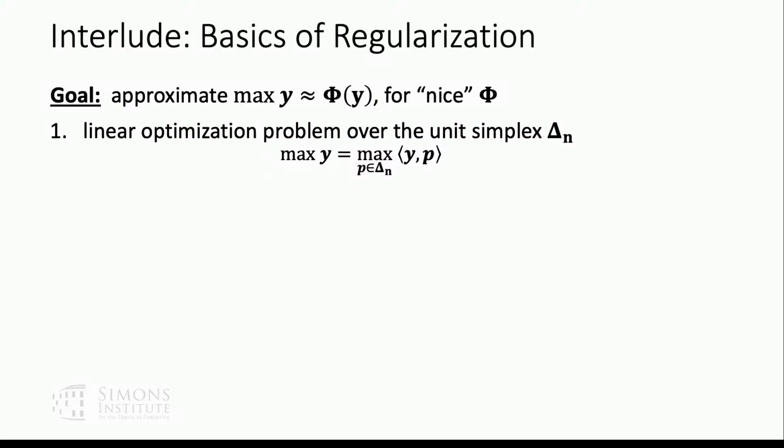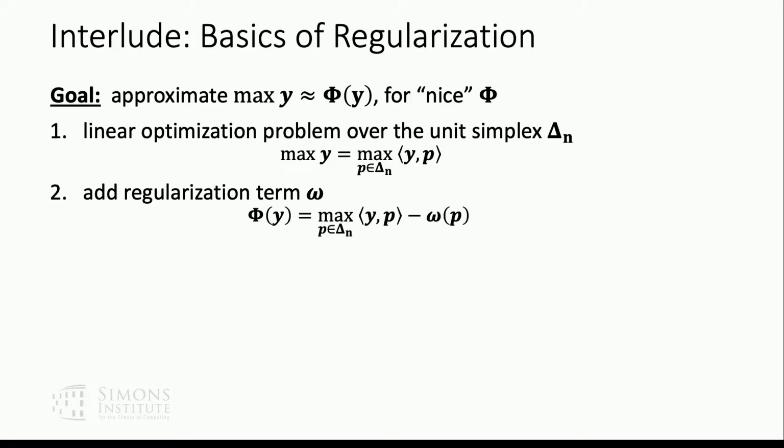Now, this is not something very clever because the p that I want to produce is going to be supported at a single coordinate. It's just going to hit exactly the largest coordinate in y. But I can fix this by adding a regularization term omega, which is going to be some nice convex function that penalizes me whenever this p is very spiky. So it's going to encourage me to more uniformly distribute the mass over this p that I use to hit my y.